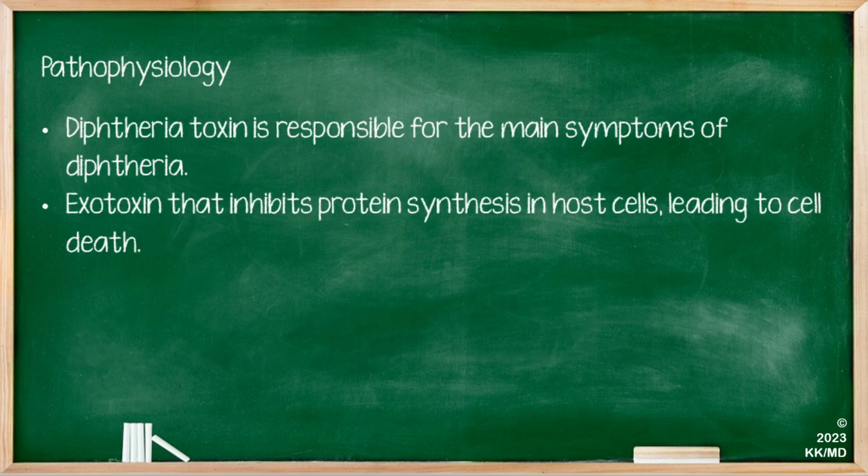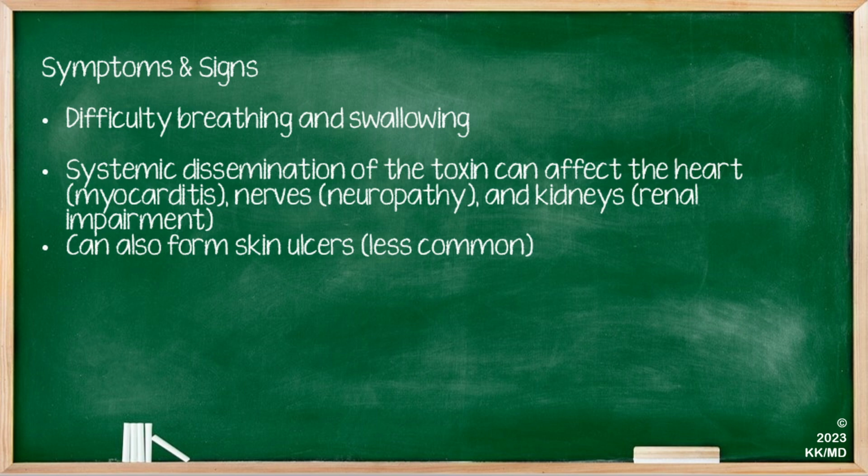In terms of the pathophysiology, diphtheria toxin is responsible for the main symptoms of diphtheria, and this is an exotoxin that inhibits protein synthesis in the host cells, leading to cell death. The main symptoms of diphtheria include difficulty breathing and swallowing, and systemic dissemination of the toxin can be particularly dangerous. The toxin is cardiotoxic and neurotoxic, causing problems such as myocarditis, neuropathy, and if affecting the kidneys, also renal impairment. Diphtheria can also lead to the formation of skin ulcers, although this is less common.